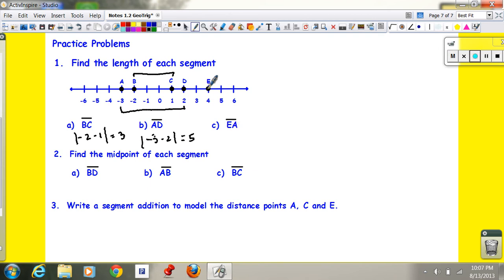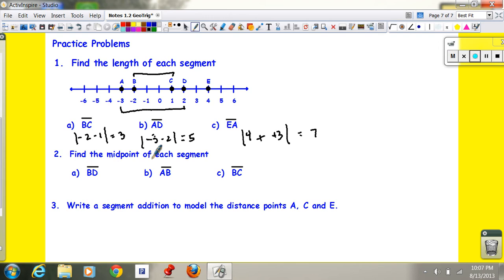And from E all the way back to A. So you're starting at E, which is a 4. You're subtracting A, which is a -3. So 4 minus -3 is going to be a 7, because you're going to make these both pluses. And you're going to get a 7. So you could have counted 1, 2, 3, 4, 5, 6, 7.